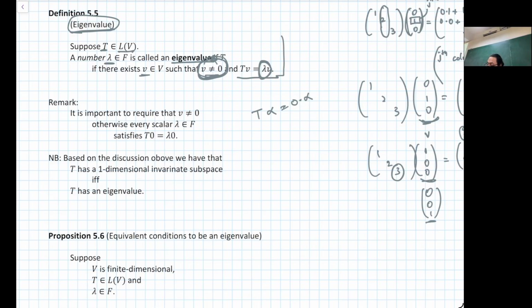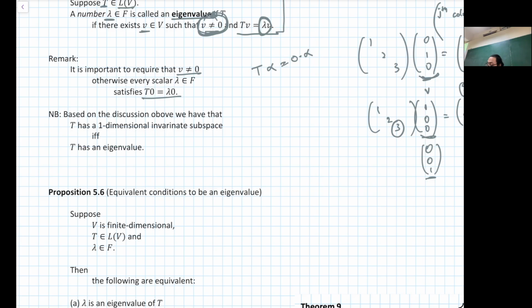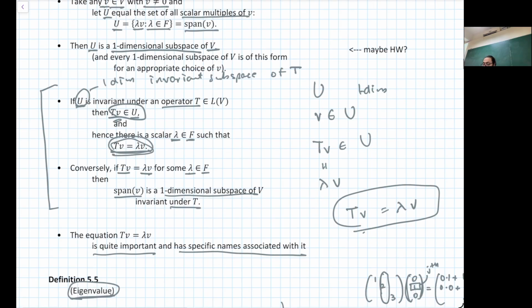Now, some remarks. It is important to require that V is not 0. Okay, of course, this is what we just said. And based on the discussion above, we have that T has a one-dimensional invariant subspace if and only if T has an eigenvalue. Right? This I already argued earlier. One-dimensional invariant subspace implies that there exists a vector such that TV is lambda V, which means that there's an eigenvalue. And conversely, if there is an eigenvalue, so if TV equals lambda V, then there exists a one-dimensional invariant subspace, right? We just showed. So that's just a summary.